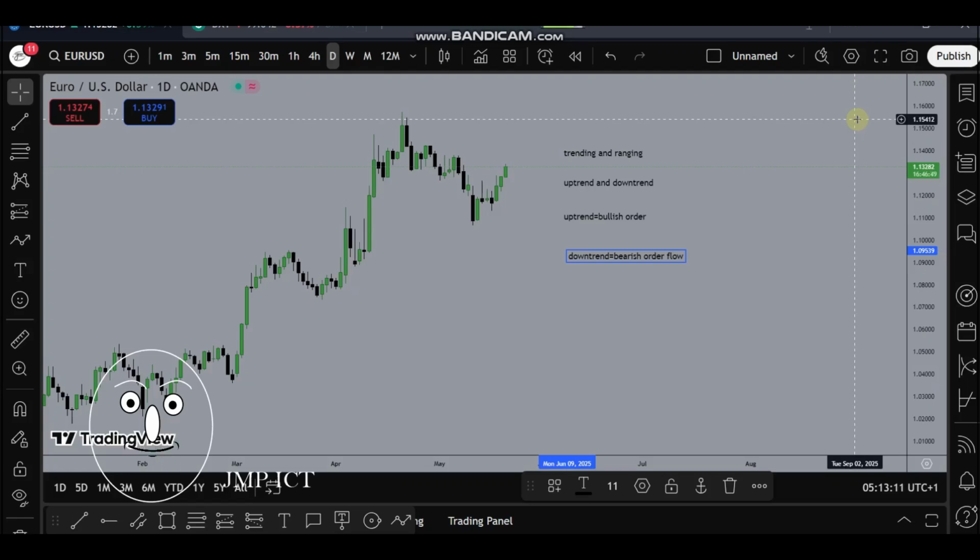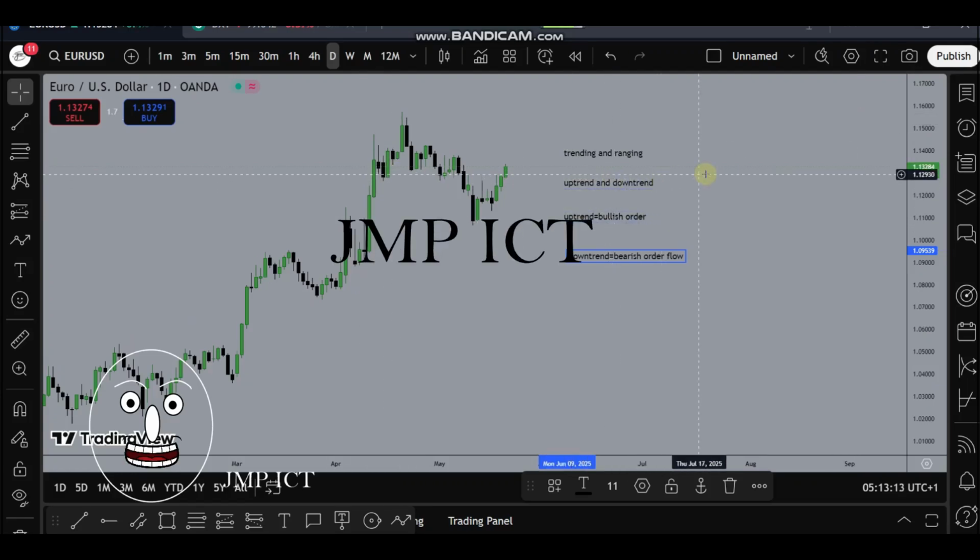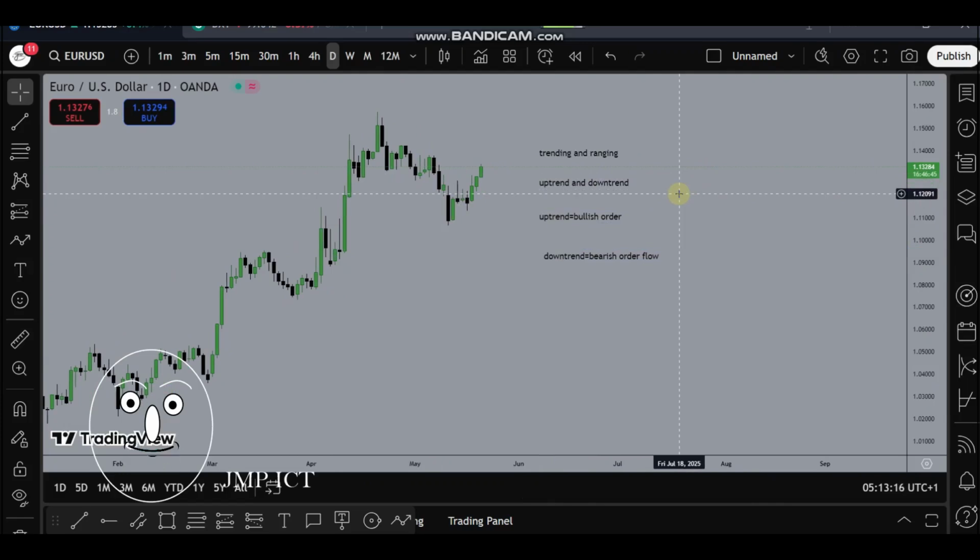Hello, ladies and gentlemen. It is I, JMP. Today, I'm going to be simplifying market structure to the best I can. Market structure is the language of price. So, as a trader, you have to understand the language price is using to communicate with you. If you don't understand this language, you will not know what price is saying.